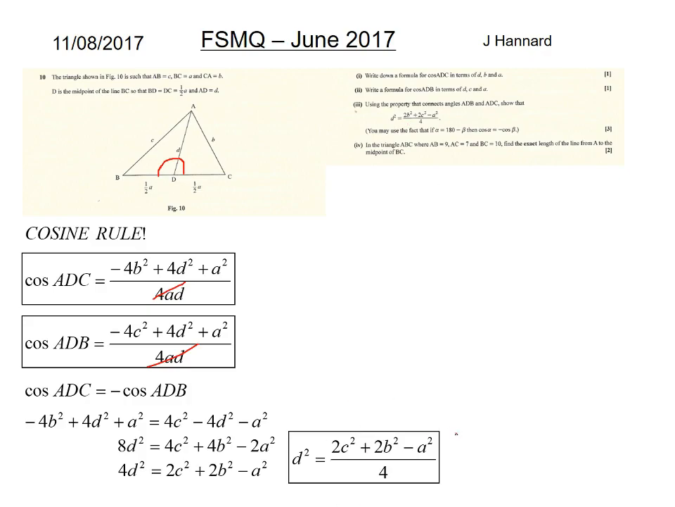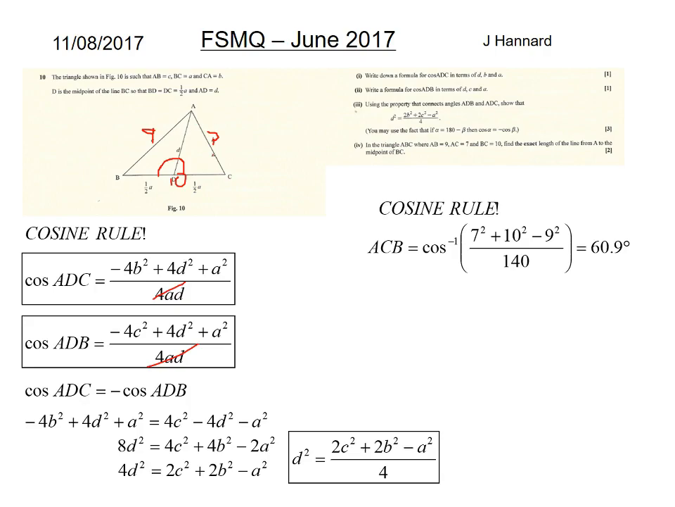So in the triangle ABC, where AB equals 9, so that's 9, AC equals 7, so that's 7, and BC equals 10, so that's 10. Find the exact length of the line from A to the midpoint of BC. So what I did here is I worked out the angle ACB, which is this angle here, and I used the information because I had all 3 sides, so I basically just put that into the cosine rule and got 60.9 for this angle here.